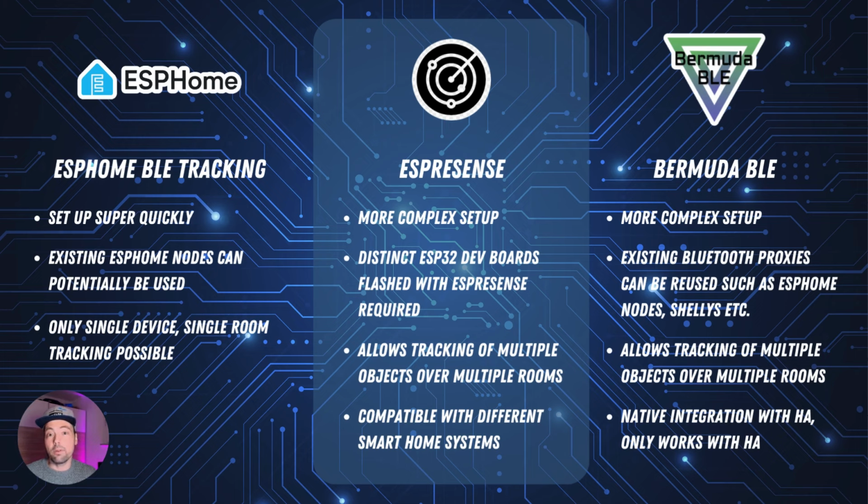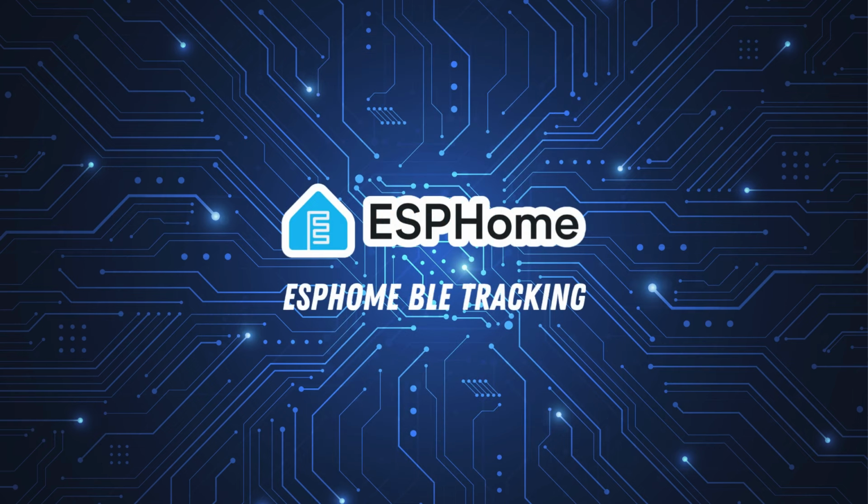And maybe I have also configured Bermuda BLE wrongly, so I don't want to say that Bermuda BLE is worse than ESPresense. Maybe it's even better and it has a lot of advantages. So maybe for you it's also good to go with Bermuda BLE. I will briefly explain all of the 3 methods in the upcoming video part. Let's start with ESPHome BLE tracking.